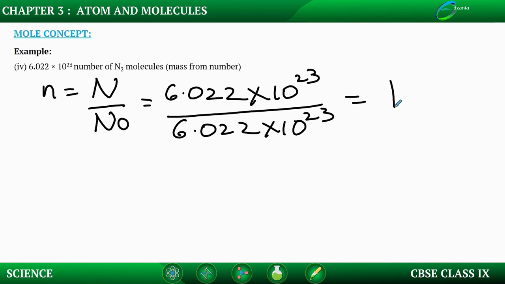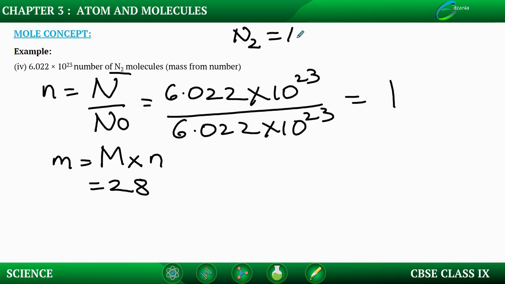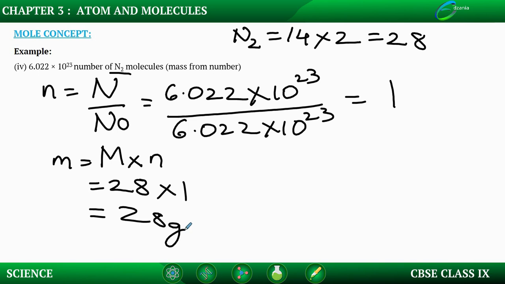Now we need to find the mass. Small m is equal to capital M into n. The molecular mass of N2 is 28. How is it 28? N2 is equal to 14 into 2, that is 28. So 28 into small n, which is 1. So the final answer is 28 grams. So the weight of 6.022 into 10 raised to 23 N2 molecules will be 28 grams.